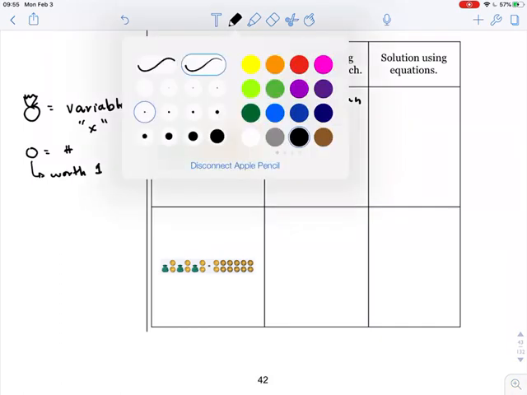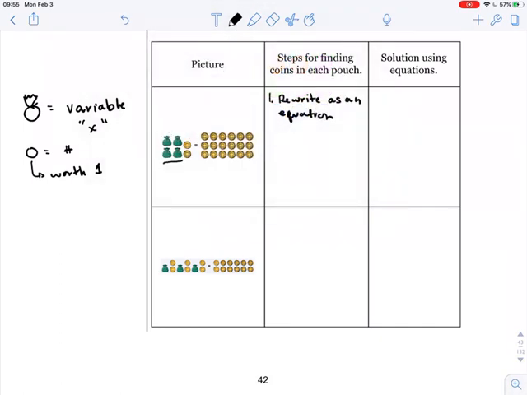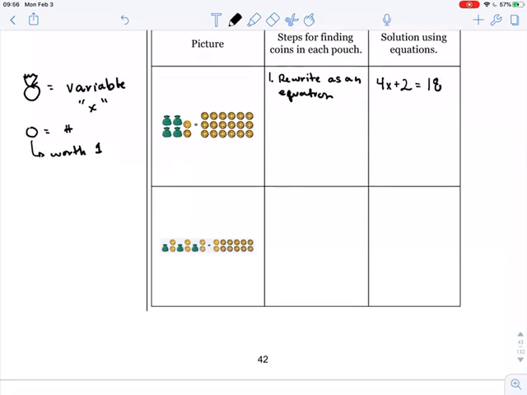I have 4 variables, or 4 x's. So that's going to be 4 pouches, unknown, and then the plus. I'm going to have 1, 2 coins, so plus 2, and that's going to equal 1, 2, 3, 1, 2, 3, 4, 5, 6. That's going to equal 18 coins. There we go. That's our equation. That's the first thing I did.